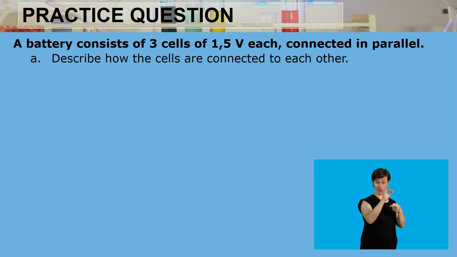we are told that a battery consists of 3 cells, that each of those cells has a voltage of 1,5 volts, and they are connected in parallel. And we are then supposed to describe how the cells are connected to each other. Remember, they are connected in parallel. How are they connected to each other?